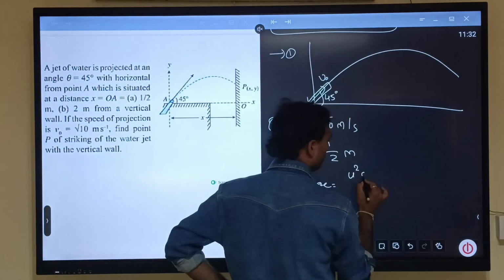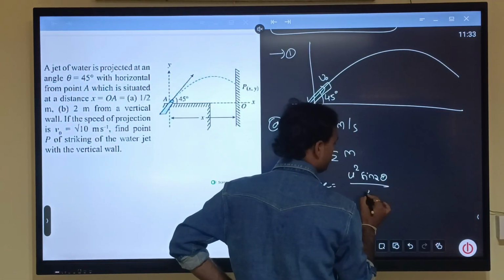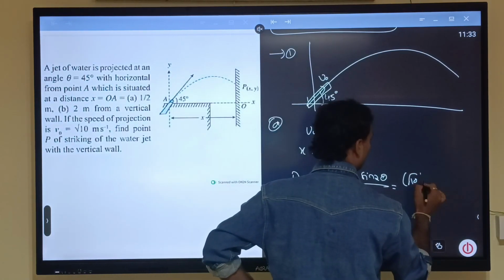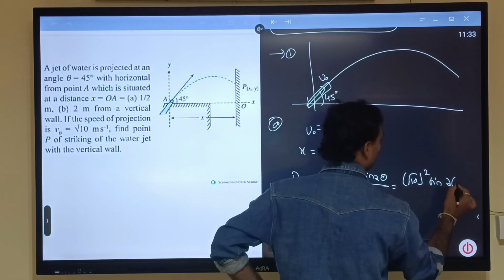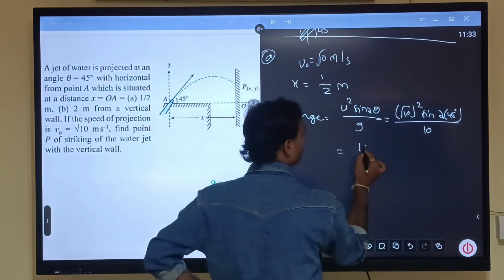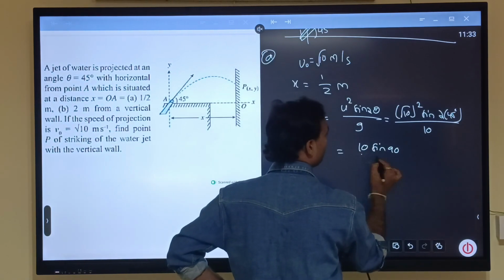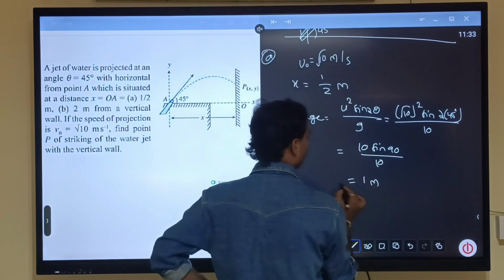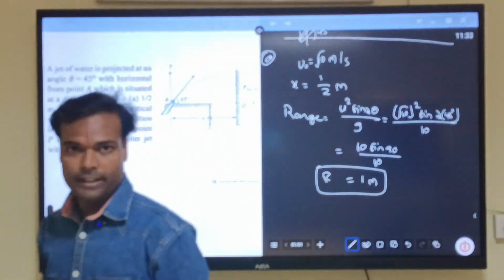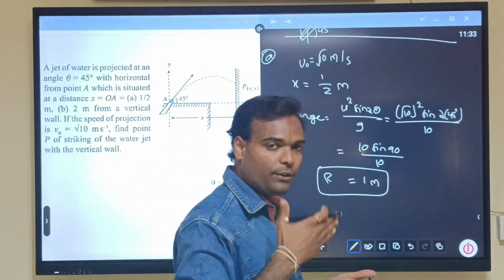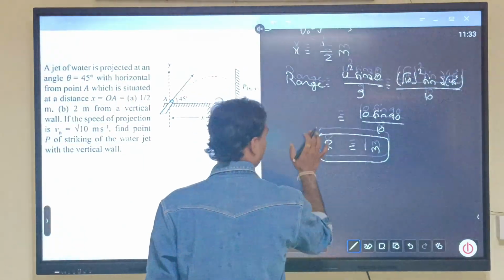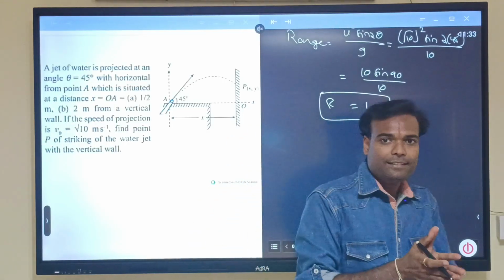R is equal to u square sine 2 theta by g, and the u value is given as root 10. So R is 10 times sine 2 times 45 by g, which is 10 sine 90 by 10, which is equal to 1 meter. So if no wall is present here, the range of water will be 1 meter, right? This is fine.